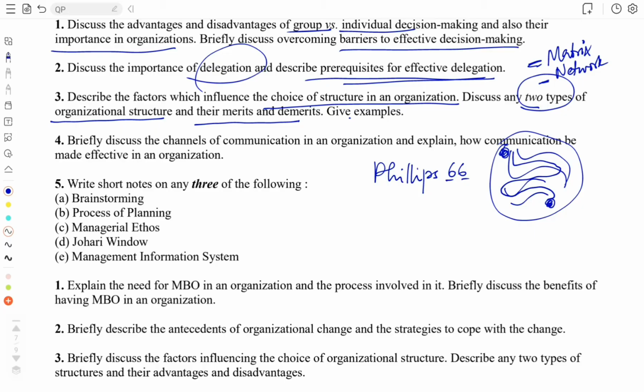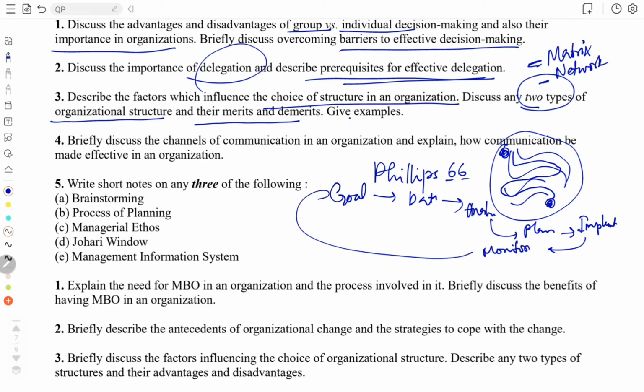Then the next is process of planning. So what are the processes of planning? First, we need to set our goals. Then we need to gather the data. Then we need to analyze it. Then we need to create a plan. Then we have to implement the plan, right? Then we have to monitor the plan. And then if there are any deviations or if that is done, again, we will go back to set the new goal. We'll gather the new data. So that is the process of planning.